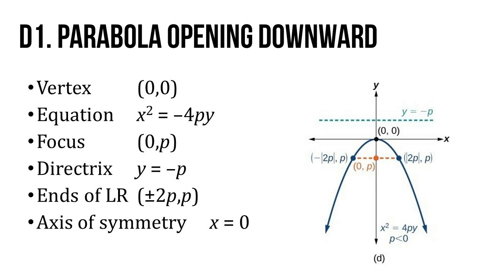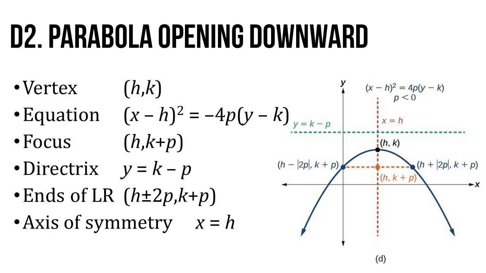When a parabola opens downward with vertex at the origin, (0, 0), the standard form of the equation is simply x squared equals negative 4py. The focus is (0, negative p). The equation of the directrix is y equals p. The ends of the latus rectum are (plus or minus 2p, negative p), and the equation of the axis of symmetry is x equals 0.